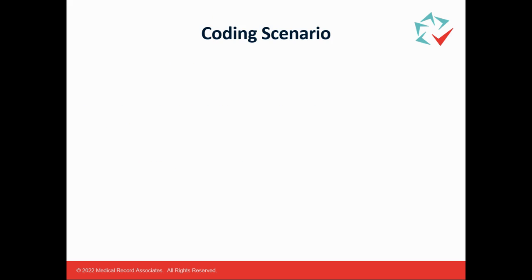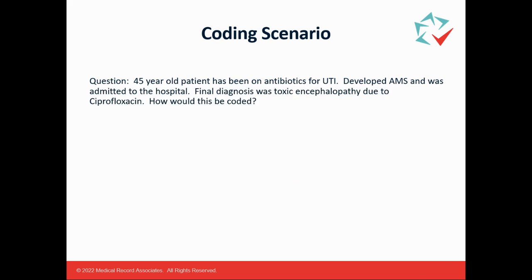So let's move on to another coding scenario. And our question here is, a 45-year-old patient has been on antibiotics for UTI, developed altered mental status, and was admitted to the hospital. Final diagnosis was toxic encephalopathy due to ciprofloxacin. How would this be coded? So I'll give you a few seconds here to look up those codes.